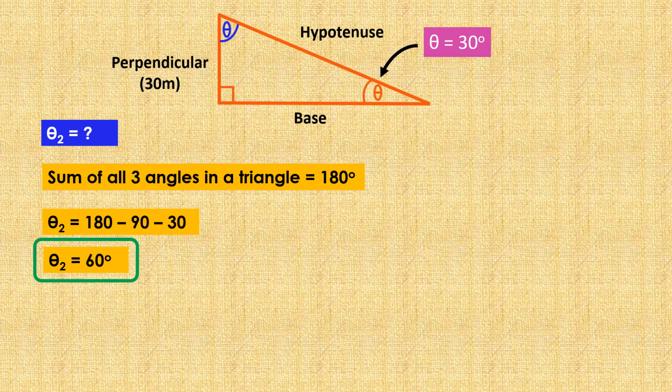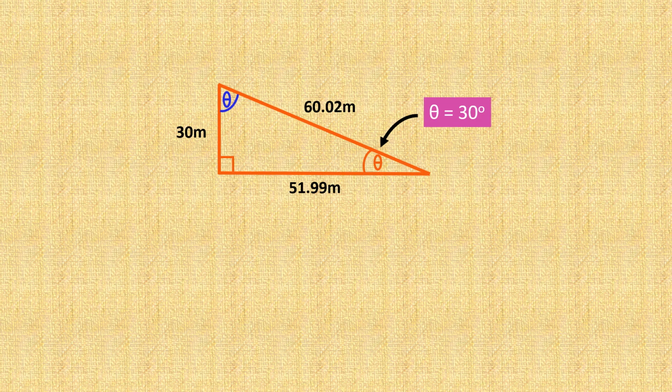So now let's see what is known in this triangle. We know that the length of perpendicular is 30 meters, that was given to us. We know that the length of base is 51.99 meters, which is what we have calculated. We know that one of the angles was 30 degrees. We know that it is a right-angled triangle, so one of the other angles will be 90 degrees. We have calculated the length of hypotenuse, which is 60.02 meters. And we have also calculated the second angle, which is 60 degrees.